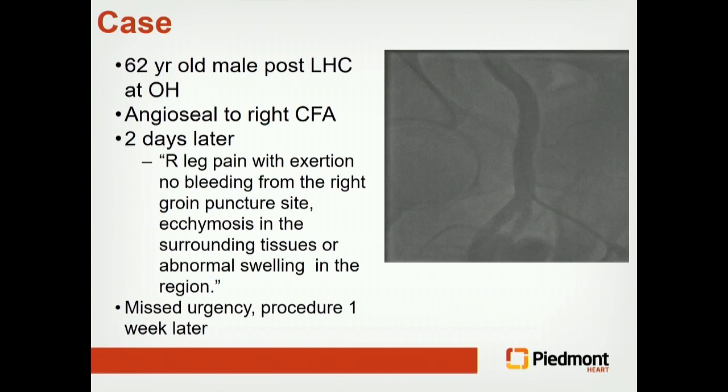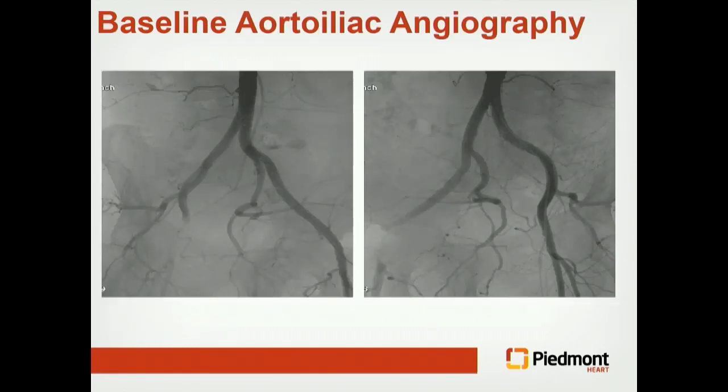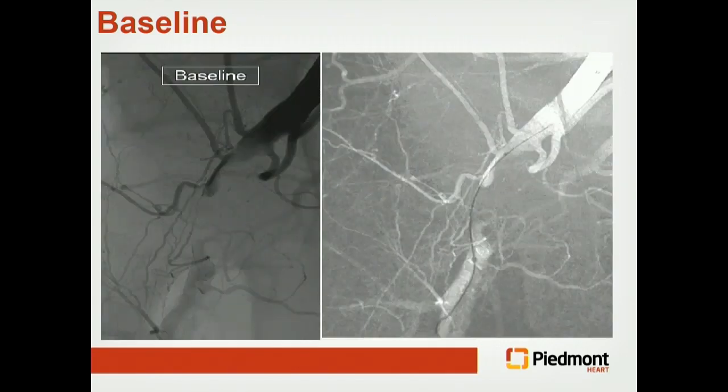I was early in my career during this, and you could see them in a couple weeks, and I kind of made it one week. I really missed the urgency there. And this is my baseline aortoiliac angiogram here. I think you can appreciate the common femoral is completely out with a lot of thrombosis. We were able to cross this.